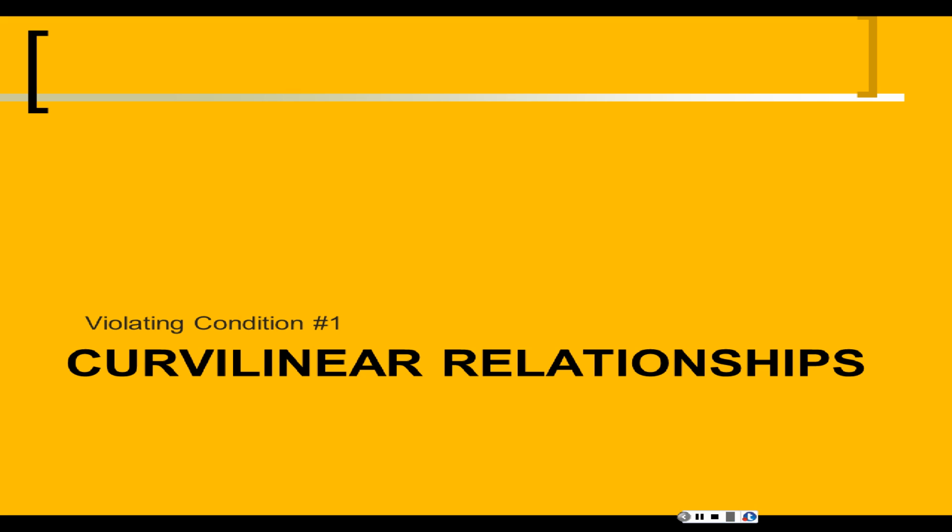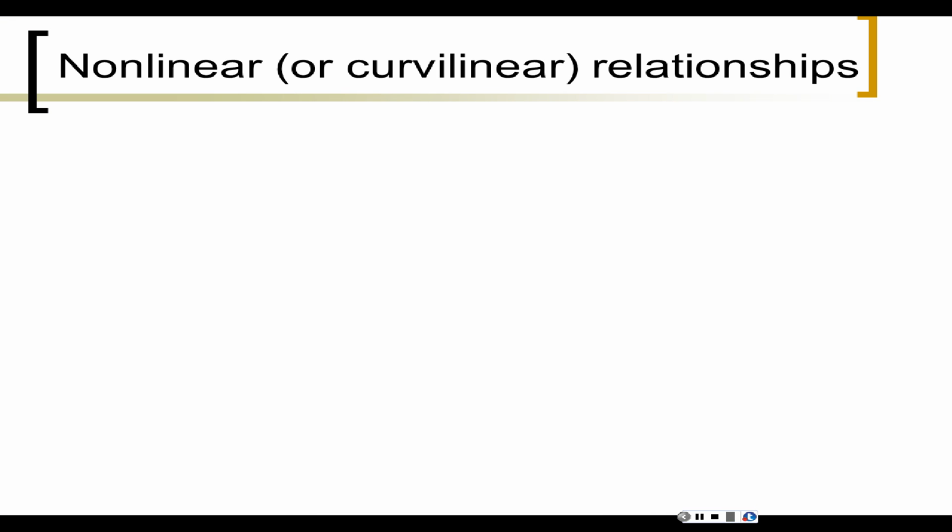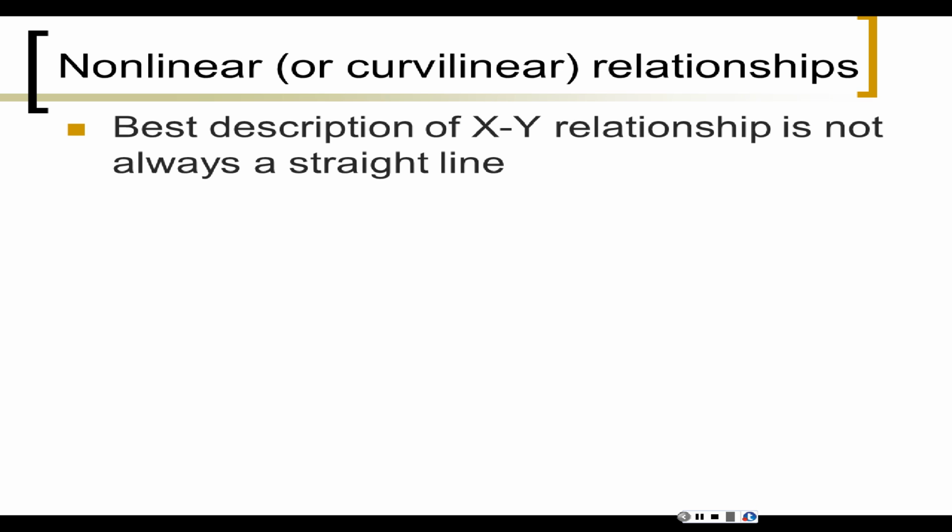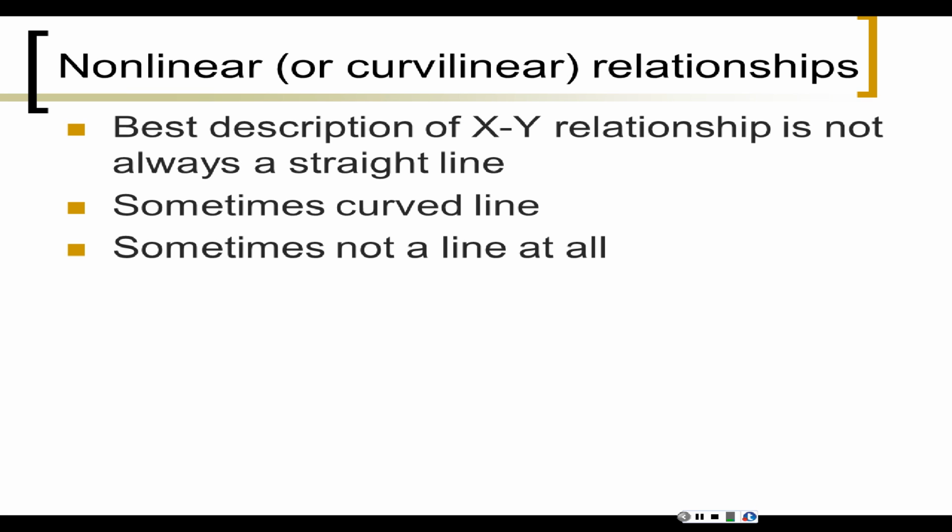Now, if you have a curvilinear relationship, it's not really a problem as long as you recognize it. If you don't recognize it, then you can't do anything about it. So, let's look at an example of some curvilinear relationships. The best description of x and y's relationship might be a curve. Sometimes, however, you can get really weird situations where it's not really a line at all. It's some kind of fluctuating thing. Maybe it's some kind of weird curve that's difficult to describe mathematically, etc.